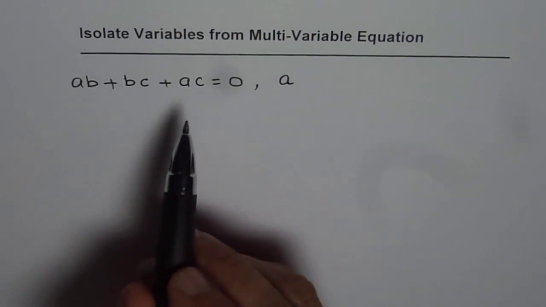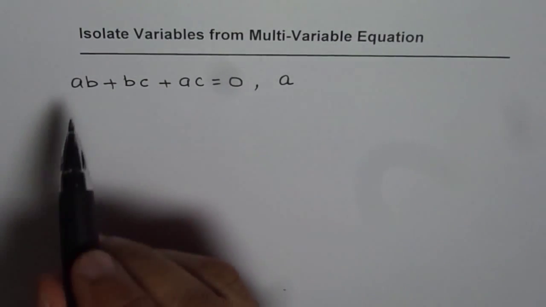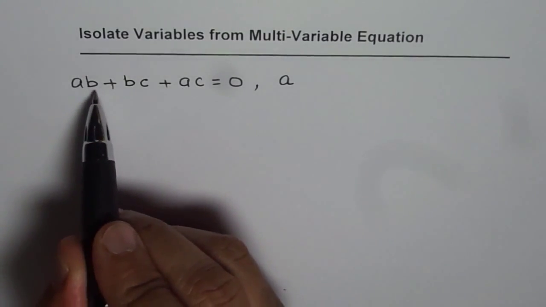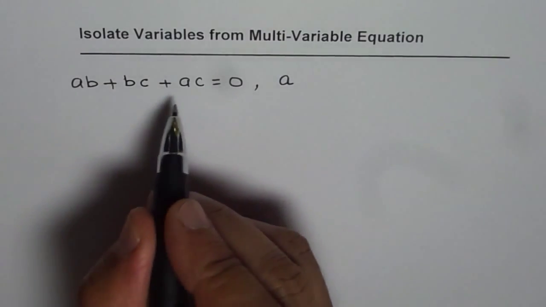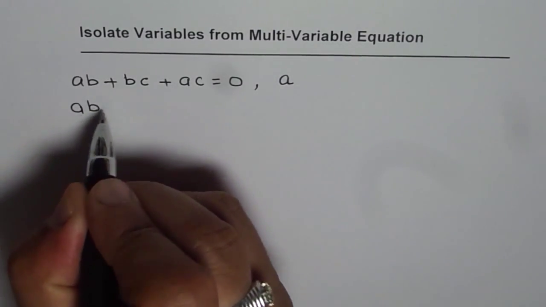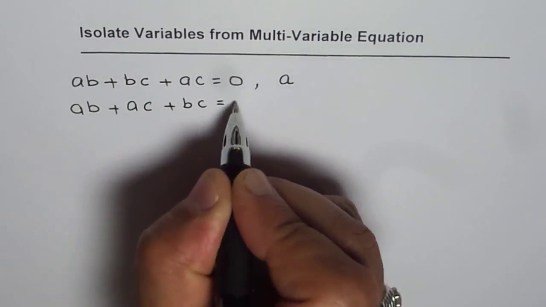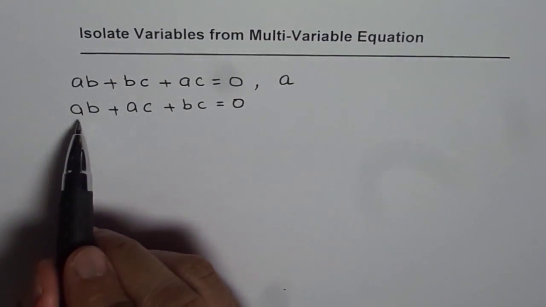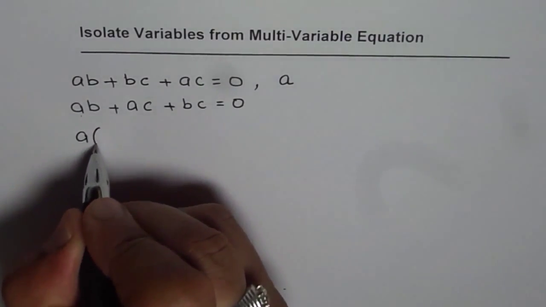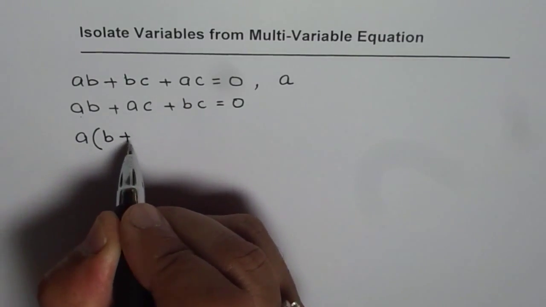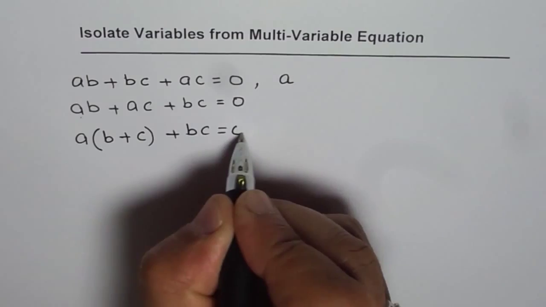Now in such an equation you may have to rearrange, right? So we have A in two terms. So there are three terms in this equation, out of which two have A. So if I rearrange, I get AB plus AC plus BC equals to 0. Now I can take A common from the first and second term, thereby getting A with brackets B plus C plus BC equals to 0.